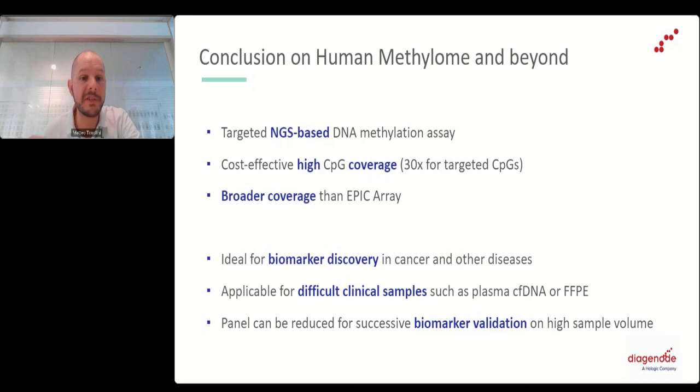And after the first biomarker discovery, we can work with you together with Twist to reduce the panel from the human methylome and go into a more custom panel to perform the subsequent biomarker validation on a high sample volume, a high number of patients, to validate and confirm that the signature is the right one to screen many, many patients.